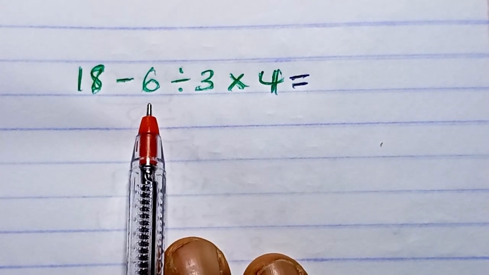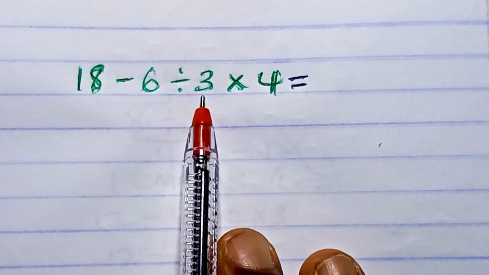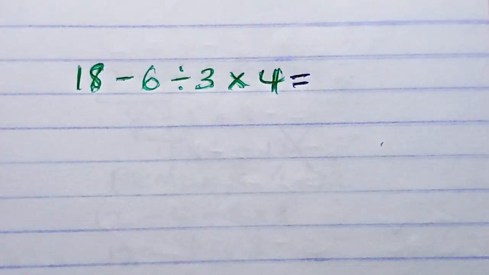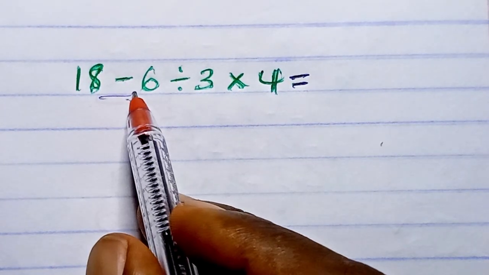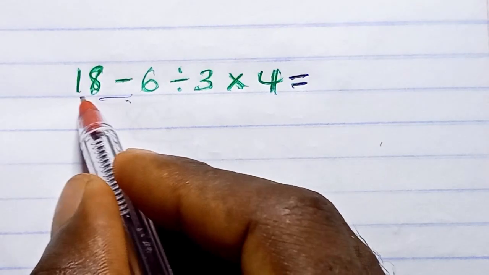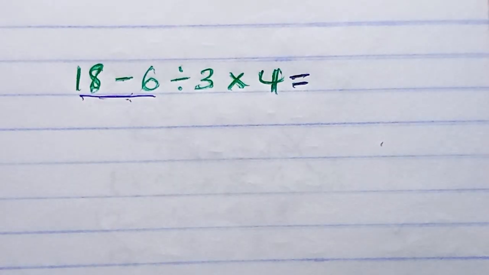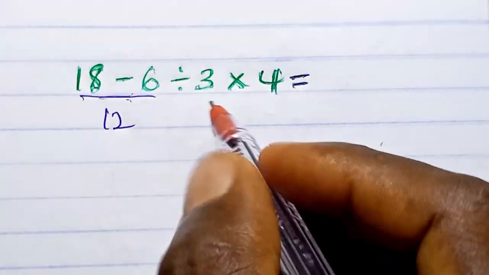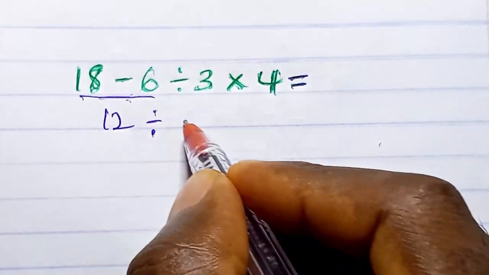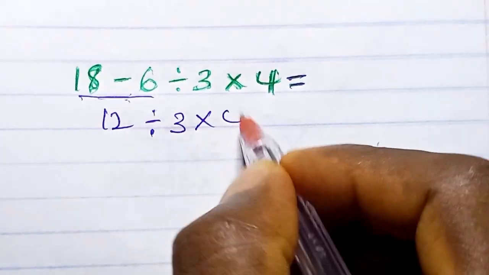18 minus 6 divided by 3 times 4. Most people solve it wrongly by starting with this subtraction first. If you start with this subtraction, 18 minus 6, this is going to give us what? 12 divided by what? 3 times 4.